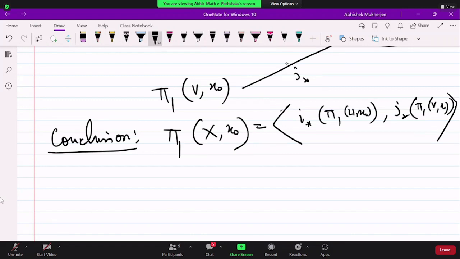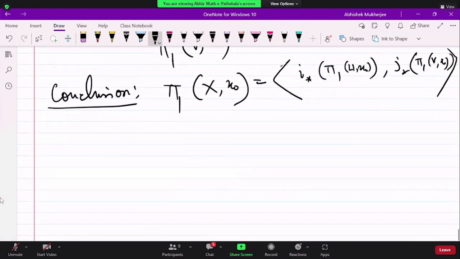And later we will see in the Seifert-Van Kampen theorem that you can set up a map from the free product of these two groups, pi1 U and pi1 V, to the fundamental group of X, which will be surjective. So the fundamental group of X will be isomorphic to the free product of these two groups modulo the least normal subgroup, which will be the kernel of the map. So it can be proved later.